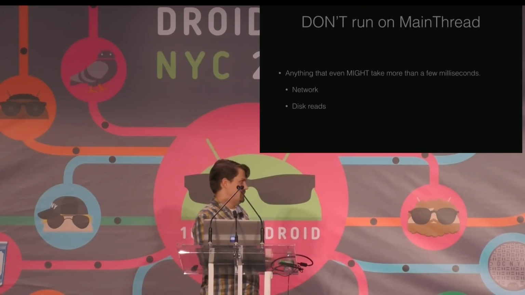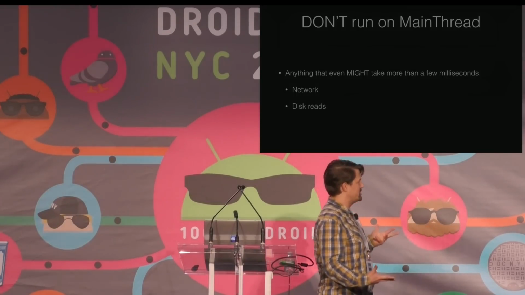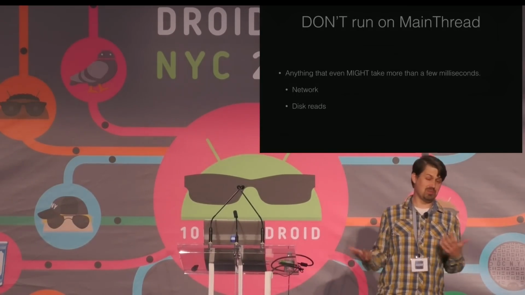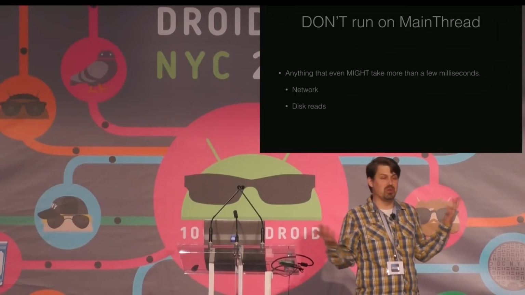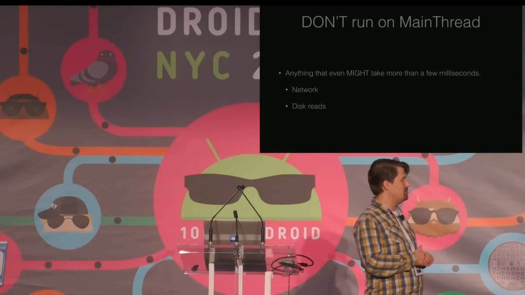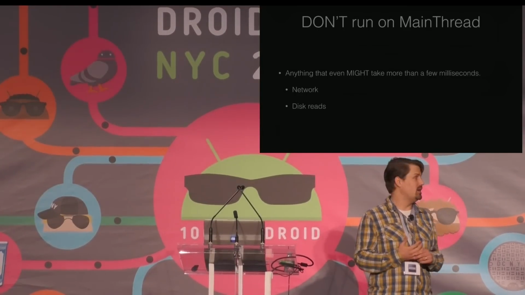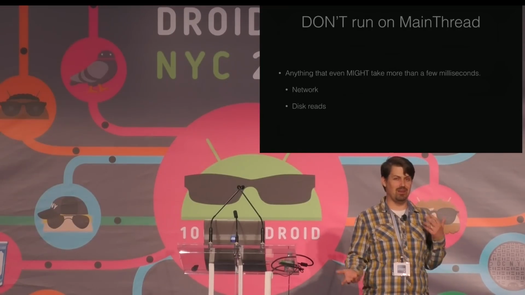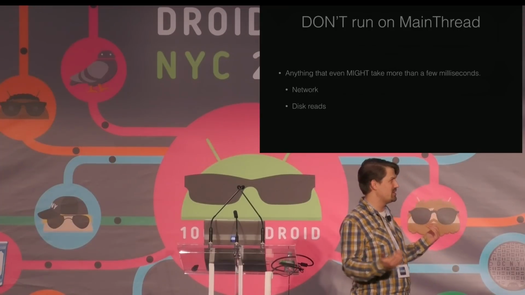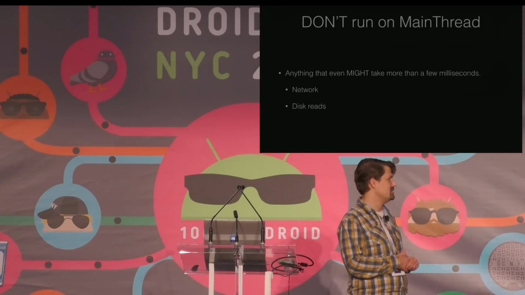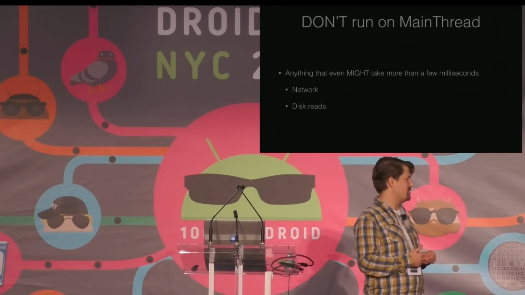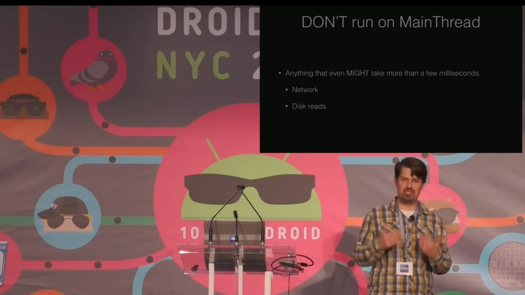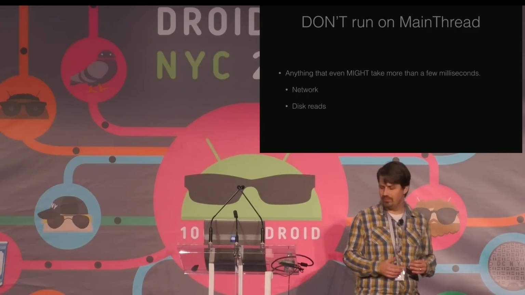So, things that you shouldn't run on the main thread. Really, the criteria is anything that you don't know takes a very short amount of time. If it's a variable amount of time, sometimes it's fast, sometimes it's not, you don't really know, you probably shouldn't run it on the main thread. Things like network, obviously. Disk reads can be fast, maybe, if the disk on the phone happens to be fast, but you don't know. So it's not a good thing to do on the main thread, because there's no performance guarantees around that. Things that you're executing on the main thread should be a very short and predictable amount of time.